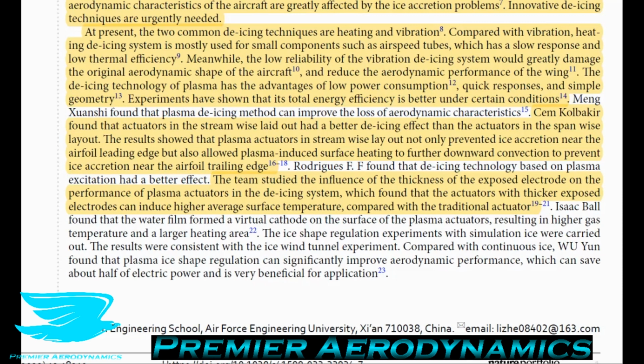So that makes sense. So these results showed that plasma actuators in the streamwise layout not only prevented ice accretion near the airfoil leading edge, but also allowed plasma-induced surface heating to further convect downstream to prevent ice accretion near the airfoil's trailing edge, which I mentioned can occur as well. So that's good because the air is hotter. A team studied the influence of the thickness of the exposed electrode on the performance of the plasma actuators in the de-icing system. They found that actuators with thicker exposed electrodes can induce higher average surface temperatures compared with a traditional actuator. So that's pretty cool.